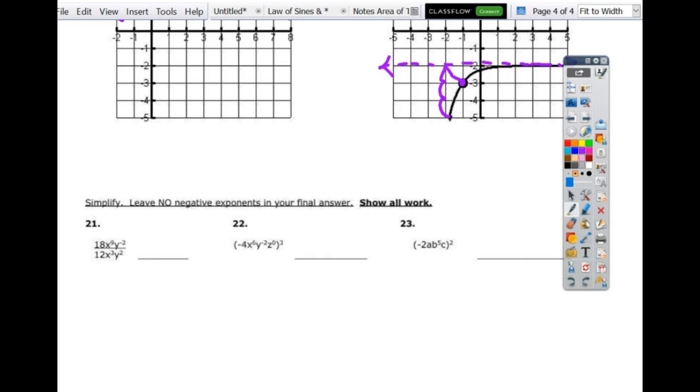Okay, so 18 over 12. What do we do with that? Because some of us are sitting with empty papers. We reduce it. It's a fraction. So 18 over 12 would reduce to 3 over 2. I can see why some of you didn't even start. All right, then I'm going to subtract, right? So 9 minus 3 gives me x to the 6th.